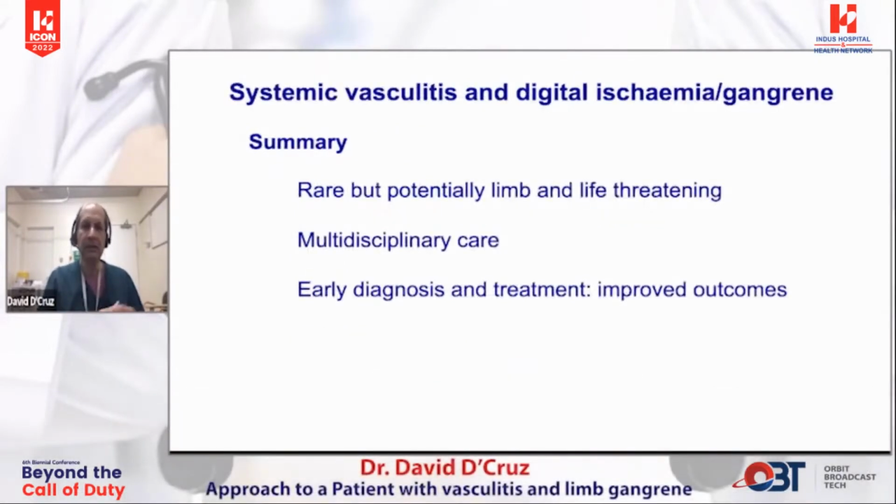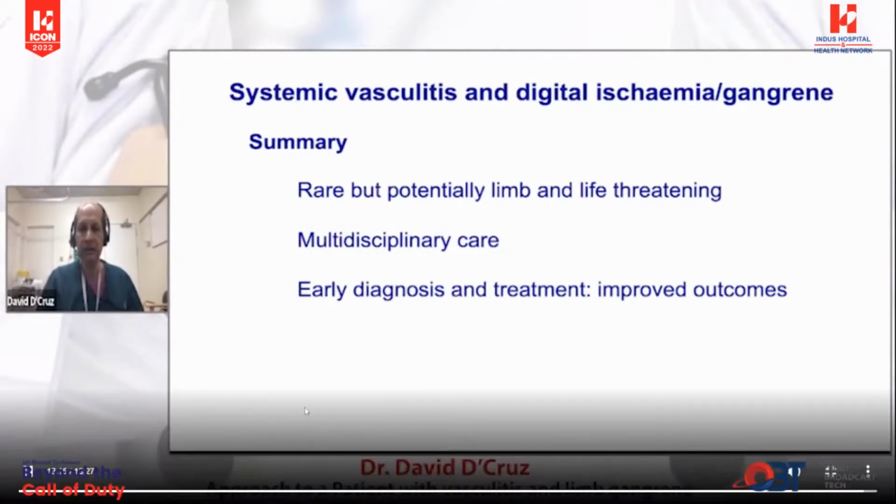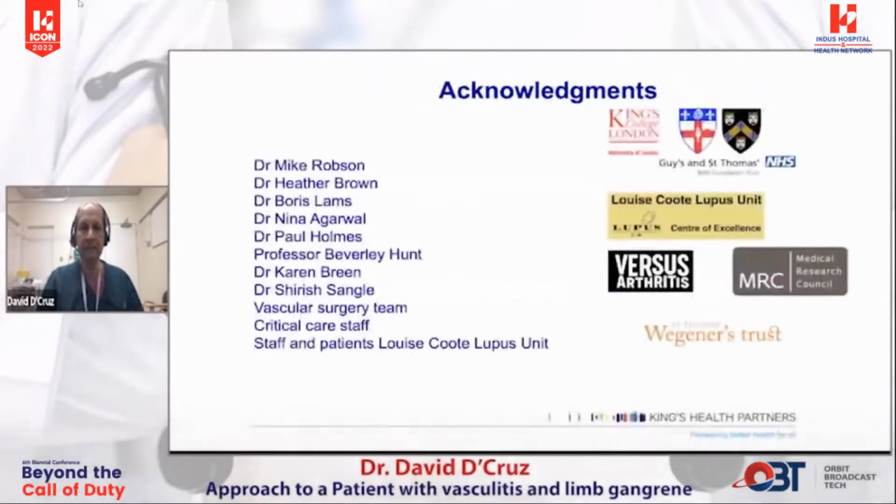So in summary, systemic vasculitis and digital gangrene and limb ischemia is fortunately rare, but potentially limb and life-threatening. These patients are complicated. They often require critical care admission, and they certainly need multidisciplinary care with renal physicians, vascular surgeons, hematologists, pulmonologists, and early diagnosis and treatment and multidisciplinary care certainly improves outcome. And our gentleman had, fortunately, very good outcome, and he has remained very well since then.